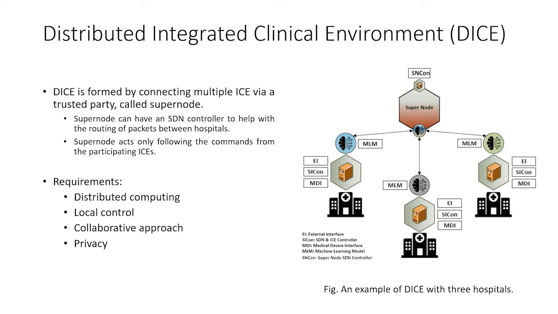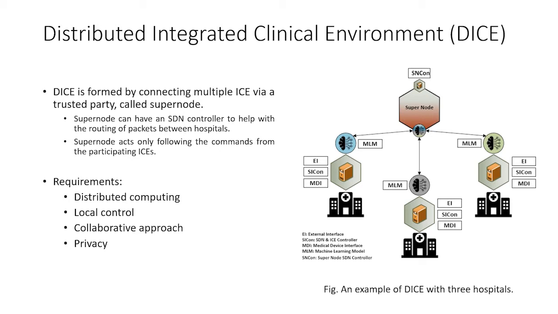Now, what are the requirements for the DICE framework? So the requirements are the following. Distributed computing: computations on the local data are limited within the local ICE or hospitals. The second one is the local control. The local network and the SDN policies execution must remain within the ICE or the hospitals. The outsiders, such as the supernode, can only facilitate them to route and share models, data, and knowledge for overall benefit.